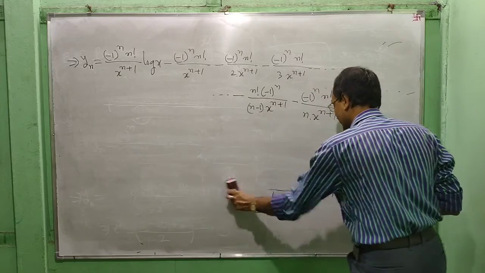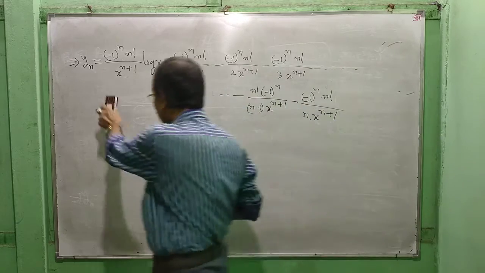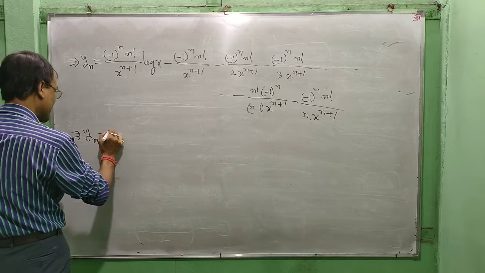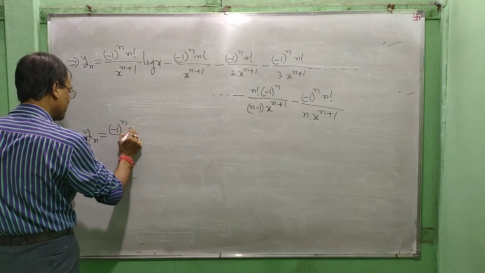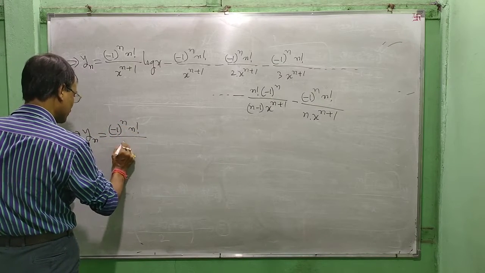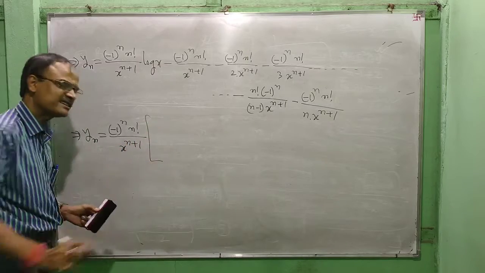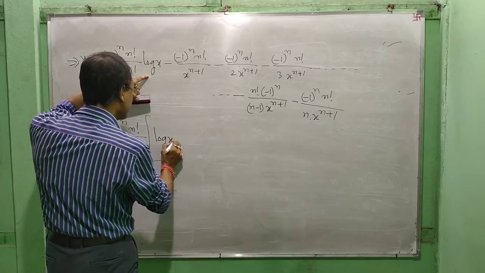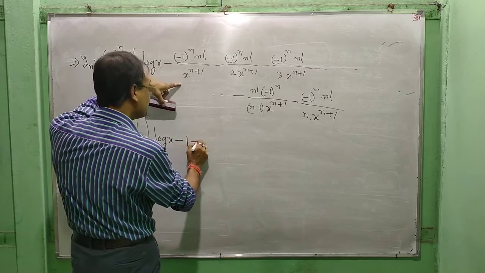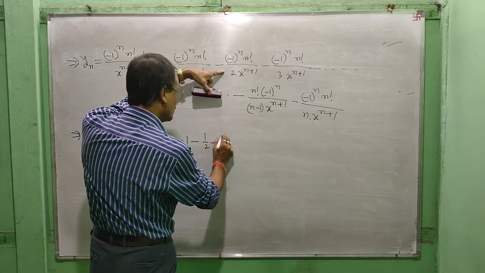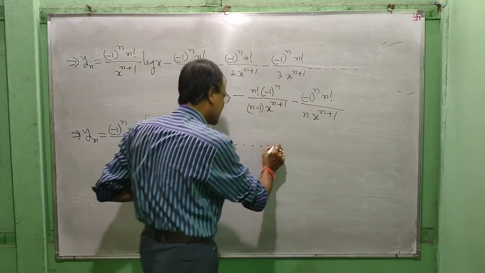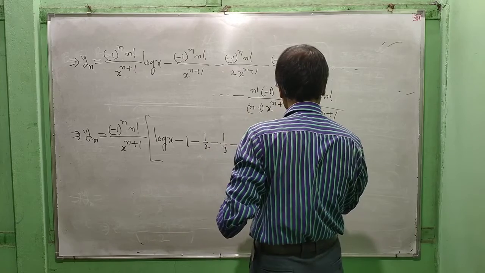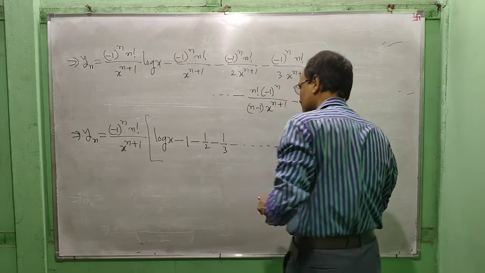Now take minus 1 whole to the power n factorial n divided by x to the power n plus 1, take this common. Then you will get, from the first term you will get log x. From the second term you will get 1. From the third term you will get 1 by 2. From the fourth term, like that. And last but one term, 1 by n minus 1, minus 1 by n.